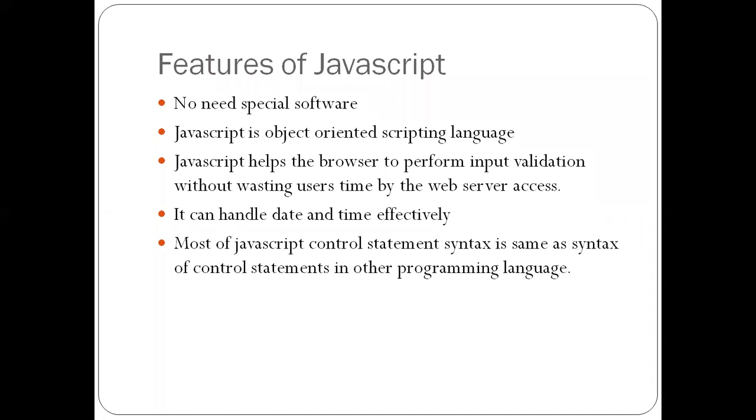Next, JavaScript helps the browser to perform input validation without wasting user time by web server access. It can handle date and time effectively. Next, most of the JavaScript control statement syntax is the same as the syntax of control statements in other programming languages. So these are some features of JavaScript. Two more features are added. It is case sensitive, and it is called a universal scripting language because it is executed on all web browsers, supported by all web browsers.